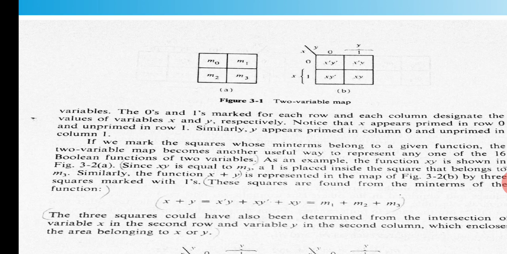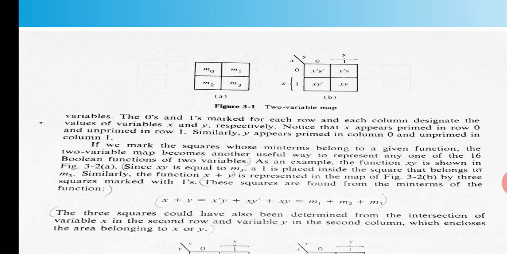The zeros and ones marked for each row and each column designate the values of variables x and y respectively. Notice that x appears primed in row 0 and unprimed in row 1. Similarly, y appears primed in column 0 and unprimed in column 1. Whatever explanation I have given, they have just gone for some standard set of statements. If we mark the squares whose min terms belong to a given function, then the two variable map becomes another useful way to represent any one of the 16 boolean functions of two variables.